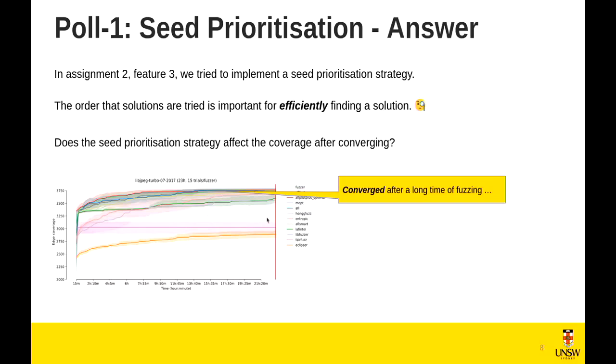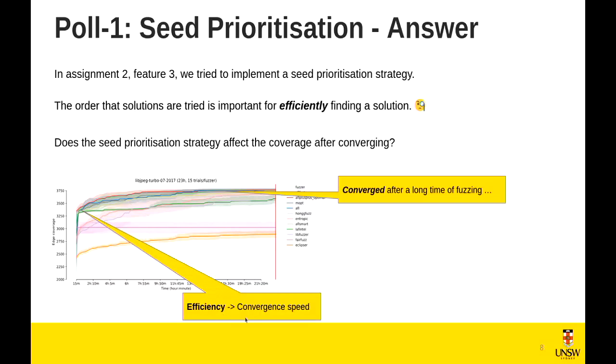And actually, there's a difference between efficiency and effectiveness. This question is asking about effectiveness, which means the final coverage after converging. The order of solutions, how we try out the solutions, only affects efficiency, which means how fast we can converge. If we can select a better seed at an earlier time, then the fuzzing process can gain a lot of coverage at the start, but it doesn't affect how much coverage it can achieve in the end.